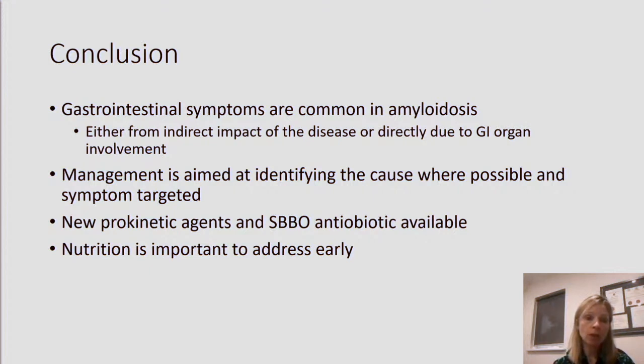Management is aimed at identifying the cause if possible and also targeting to the most severe symptoms. There are new prokinetic agents and antibiotics used for small bowel bacterial overgrowth, but there are also existing treatments still available that can be very effective at adequate doses. And nutrition is very important to address early.